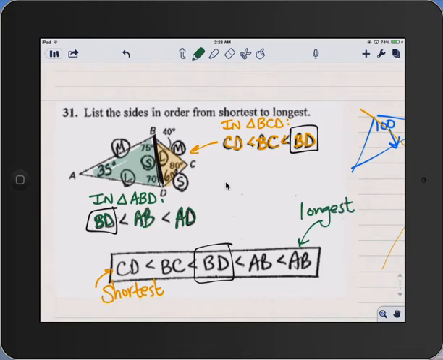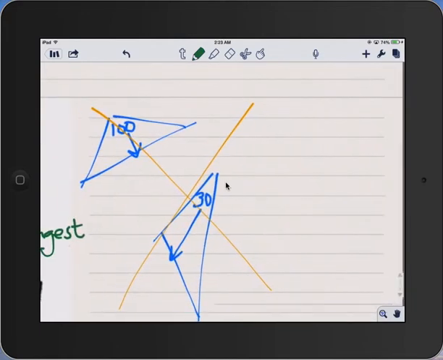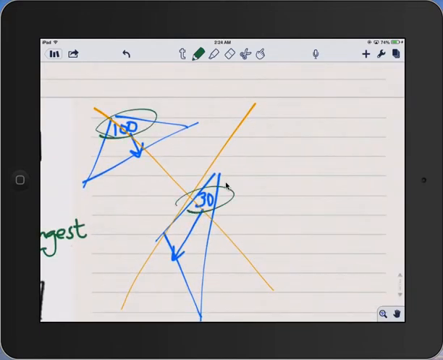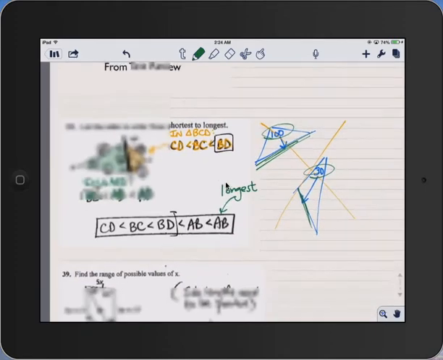Okay, so notice that AB is across from a 70-degree angle, and BD is across from an 80-degree angle in the other triangle, but AB is actually longer. So it doesn't make sense to compare, again, this situation when all you know is the angle measures in two different triangles. You cannot say that that makes this side longer than this side.